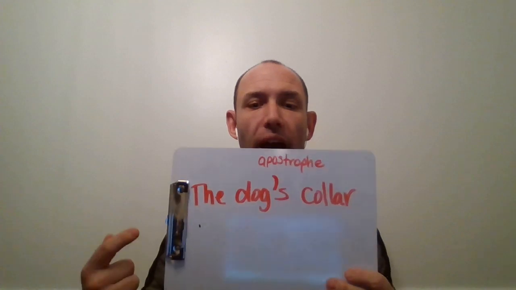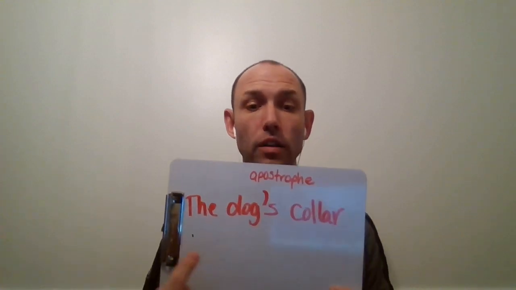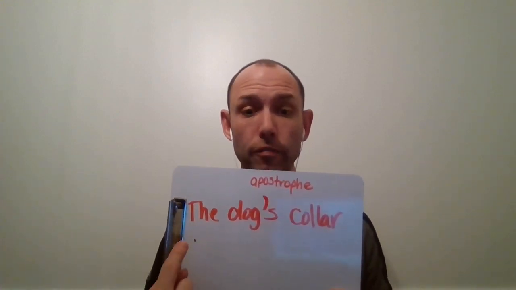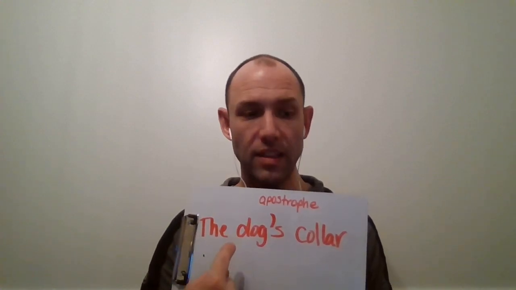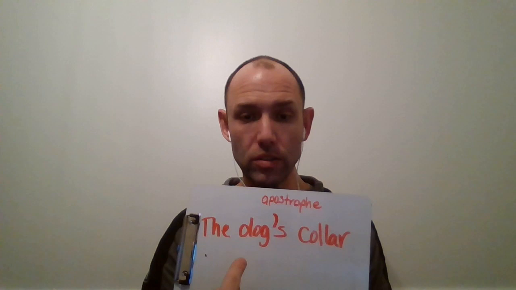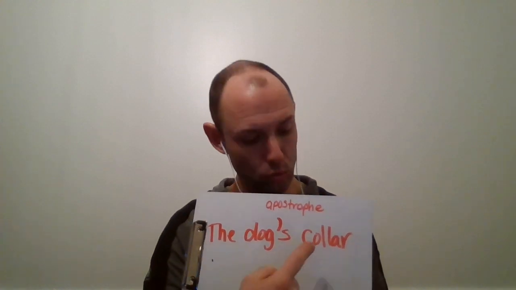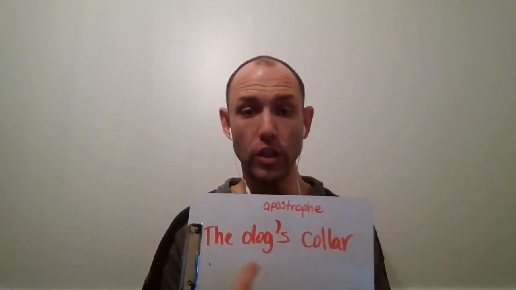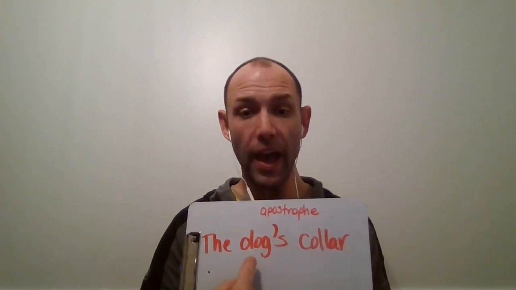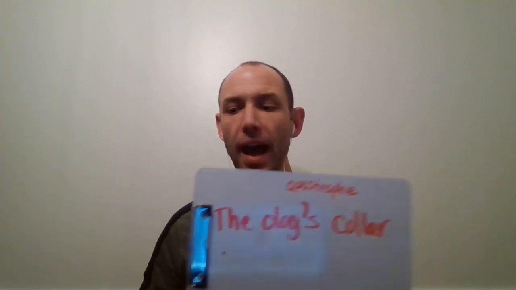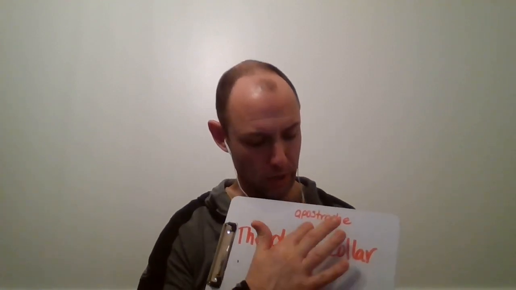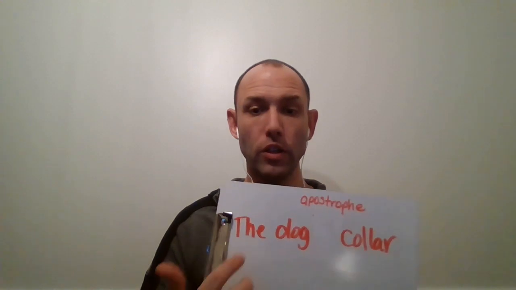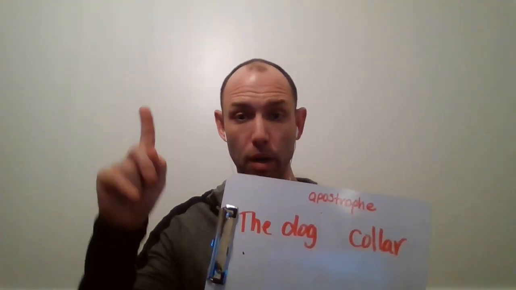So, let's take a look at the dog's collar. It is a possessive noun because it is a noun and it's showing that this thing has or owns this thing. So the dog's collar. The dog has a collar. Now, this is singular because I'm talking about one dog. If I got rid of the apostrophe S, the dog collar, right? So I'm talking about one dog.